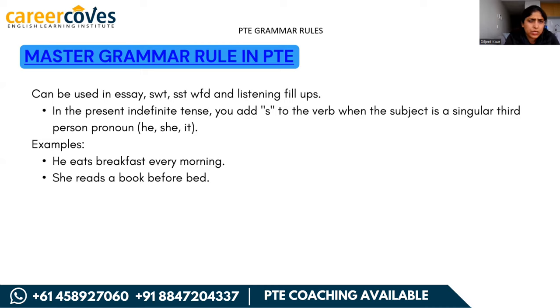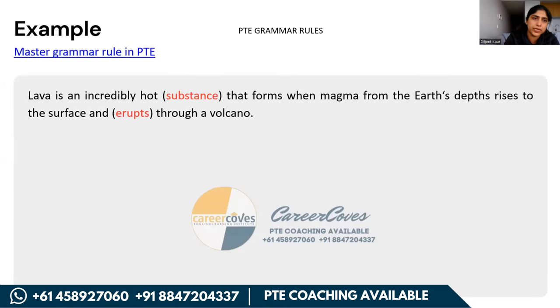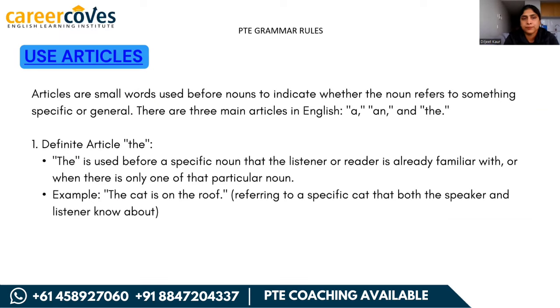And if you see people, people eat, not people eats, because that is in the plural form. Be careful about this rule. It can be very helpful for you in many areas of PTE. For example, lava is an incredibly hot substance that forms when magma from the earth's depth rises to the surface and erupts through a volcano. Erupts. Erupt is the first form of the verb. Earth's depth rises to the surface. Rises, you can also say, they are using S or ES behind the verb. So erupts is a verb with S or ES behind it.